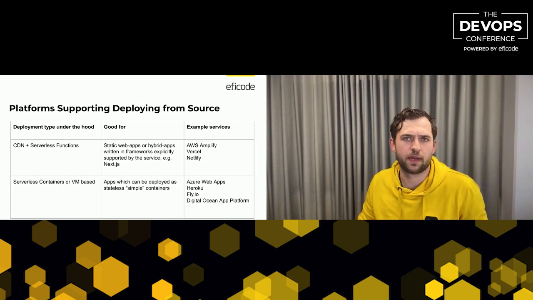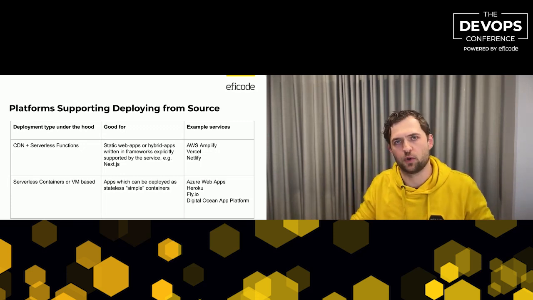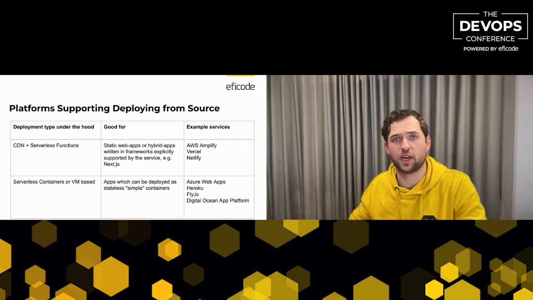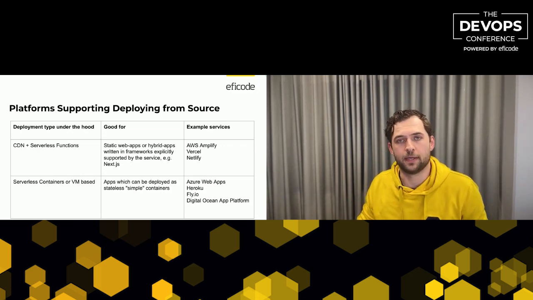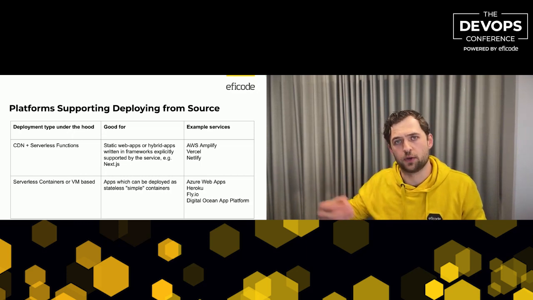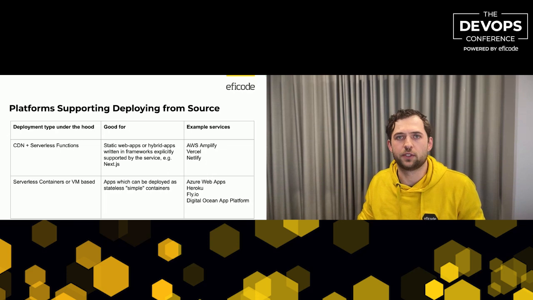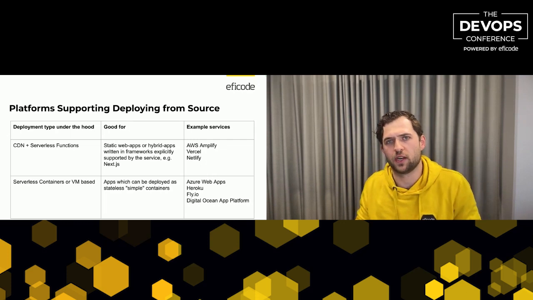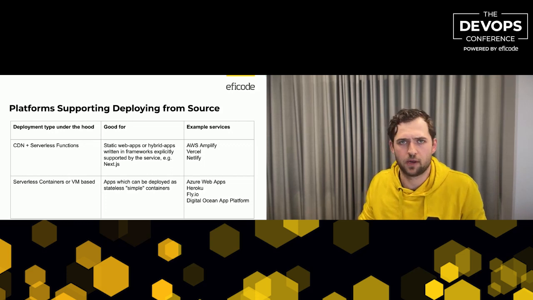The second category is a bit more traditional. They will be deploying long-lived applications, such as containers or VMs. Often it doesn't really matter for your source code whether it is a VM or a container. But the fact is that you will end up with this long-living process, which means that you always incur cost, even if it's not used, but it tends to fit more workloads. Some examples are Azure Web Apps, which uses VMs. Then Heroku is container-based. Fly.io and DigitalOcean App Platform work slightly differently.